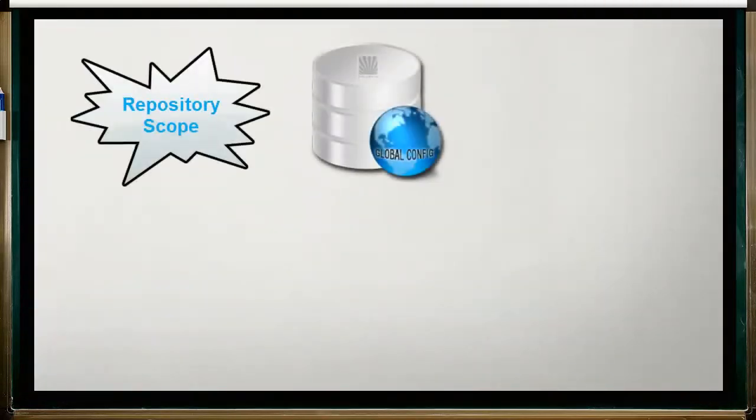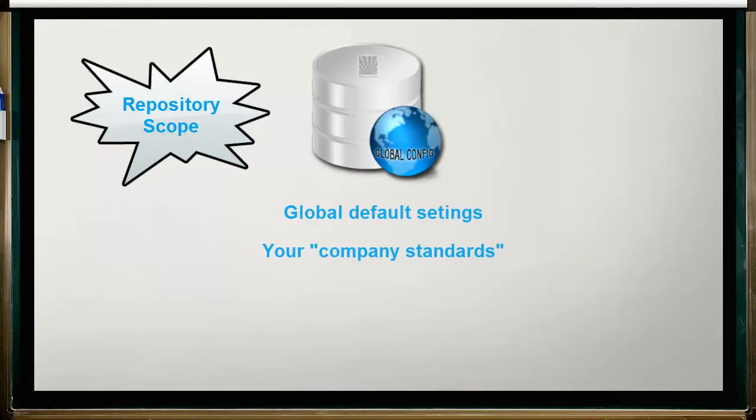Think of repository scope as your global default system configuration. In fact, it's even labeled as global in the UI. This scope is where you can set up standards that apply for all new projects across your entire organization, or if you run multiple Polarian servers, across all projects on each server.